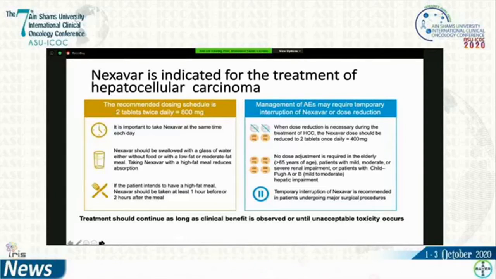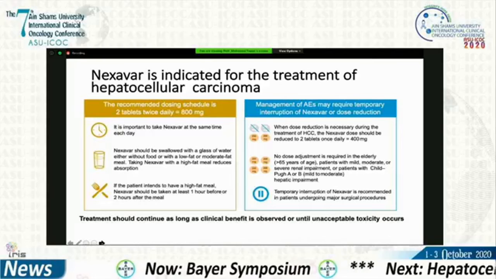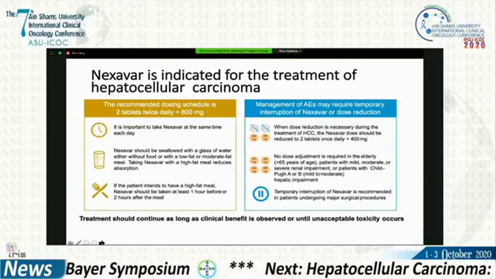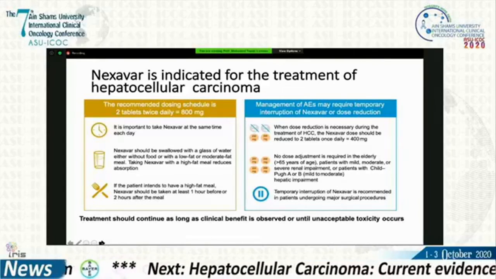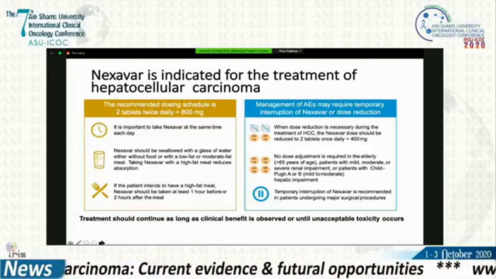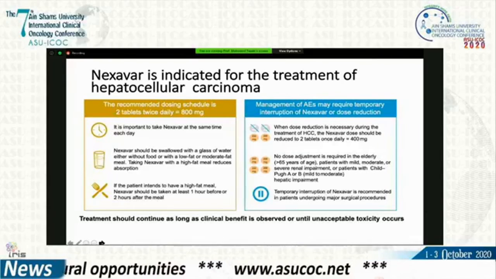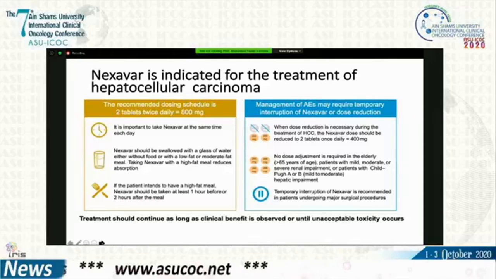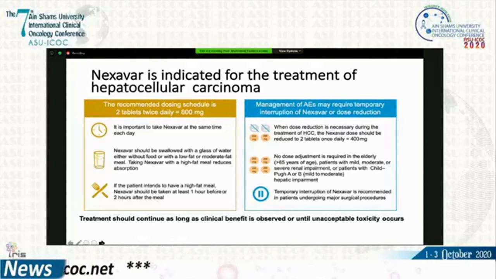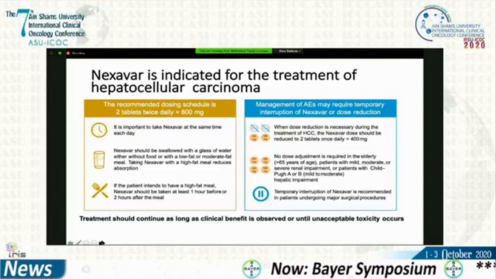Taking Nexavar with a high-fat meal reduces absorption. And if the patient tends to have a high-fat meal, Nexavar should be taken at least 1 hour before or 2 hours after the meal. And when we want to do dose reduction according to adverse events, we have to reduce it to 2 tablets once daily. So the first reduction is from 800 to 400 milligrams once daily. And there is no dose adjustment for older age or patients with Child-Pugh A or B.